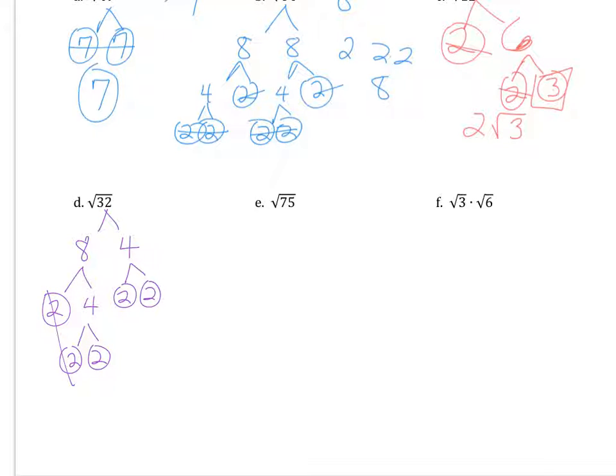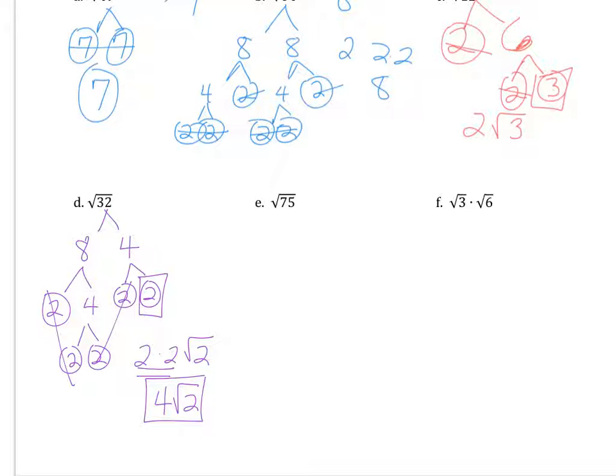So this is a pair of 2's comes out once, a pair of 2's comes out again, and then this leftover 2 goes under the square root. Simplifying this, 2 times 2 is 4. Square root of 2 is my final answer.